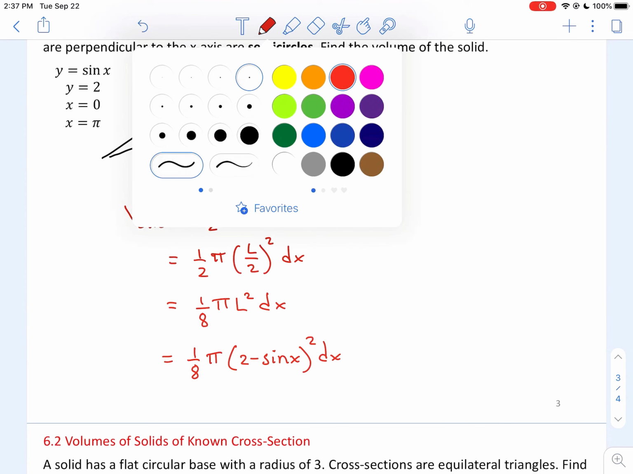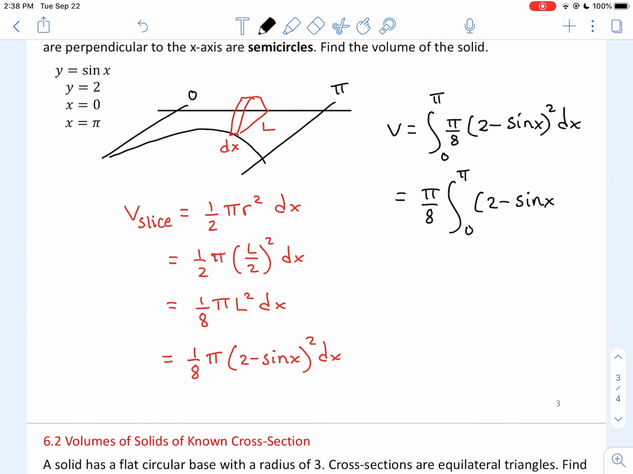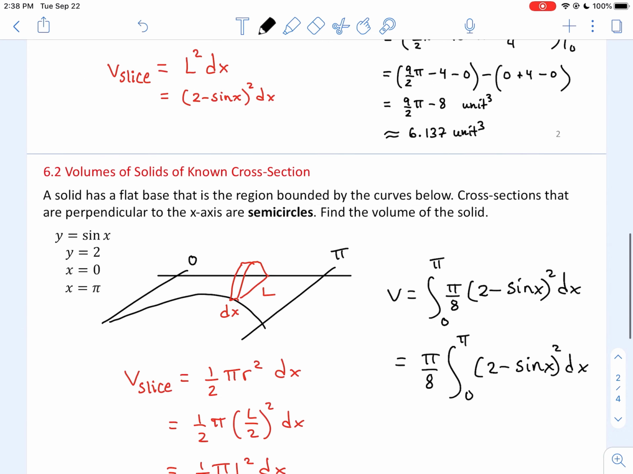So the volume of the entire solid will be the integral from 0 to pi of pi over 8 times (2 minus sine of x) squared dx. Now I'm not going to repeat all the work we just did. This pi over 8 can be factored to the front. Then I'm just going to borrow the answer we got from above, because I already actually integrated 0 to pi of (2 minus sine of x) squared dx. And we got this answer, so I'm just going to borrow that answer.